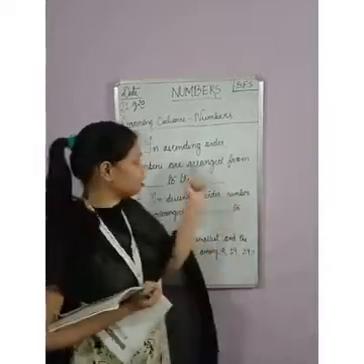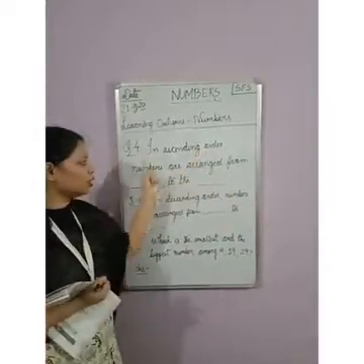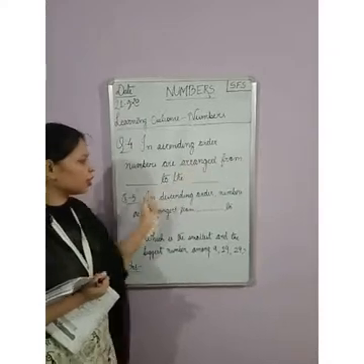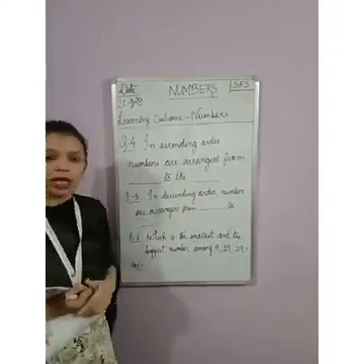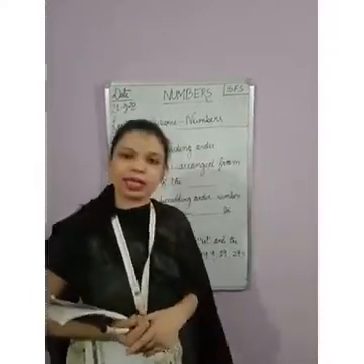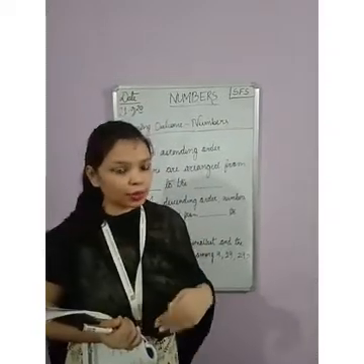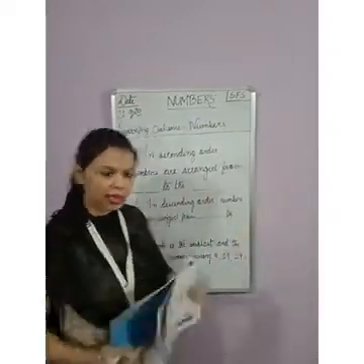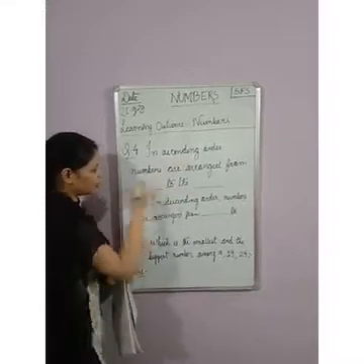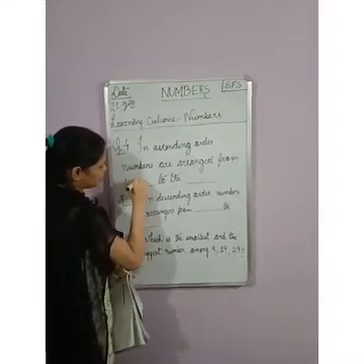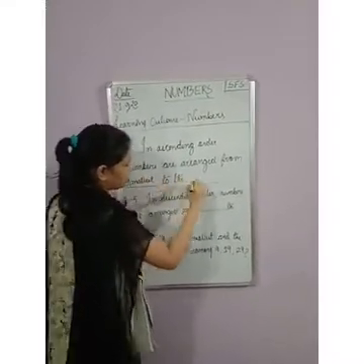The next question is, in ascending order, numbers are arranged from dash to dash. In ascending order, numbers are arranged from the small number to the bigger number, isn't it? So you can write: are arranged from smallest to the largest.